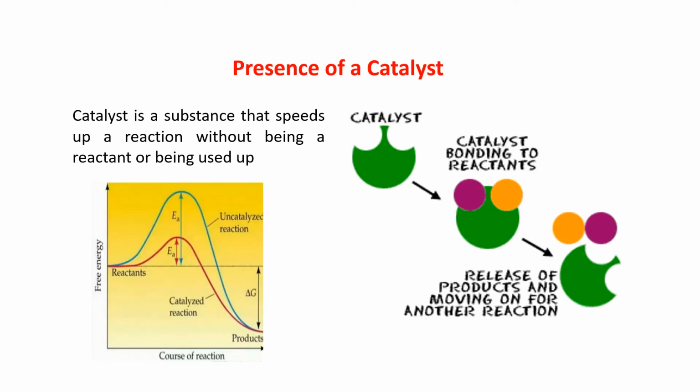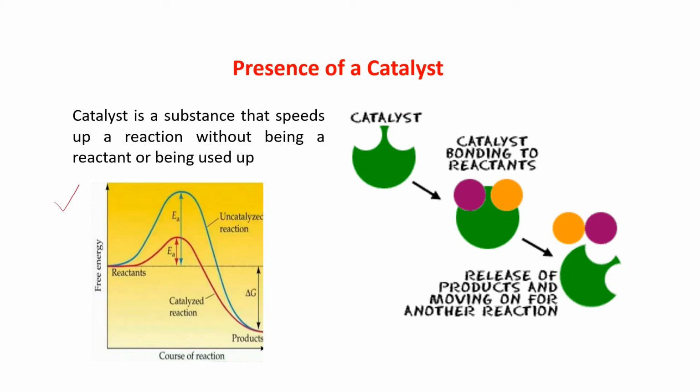Presence of catalyst. Now catalyst is playing a very important role in a reaction. As you know, a catalyst is a substance that speeds up the reaction without being a reactant or being used up. It is not taking part in the chemical reaction.